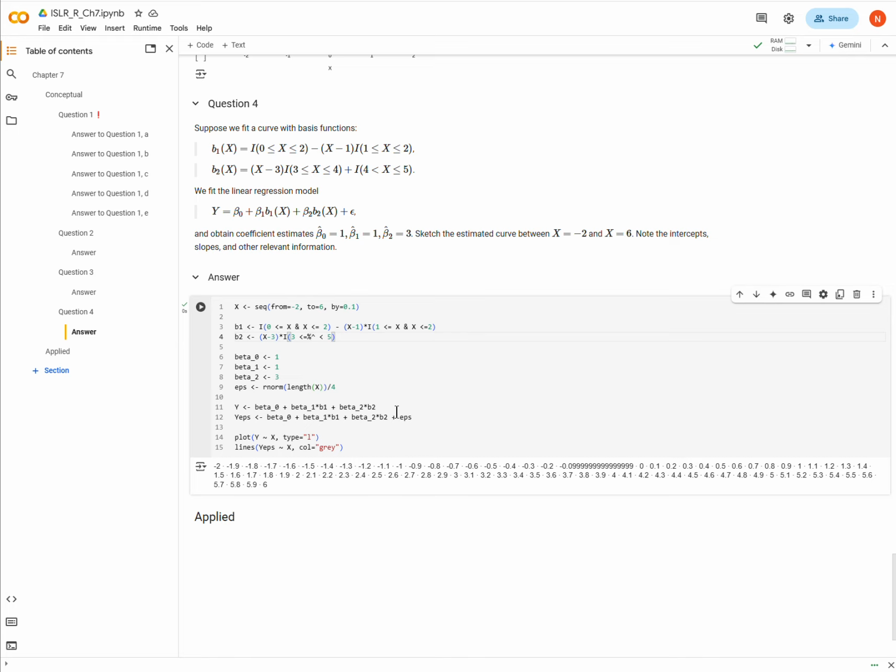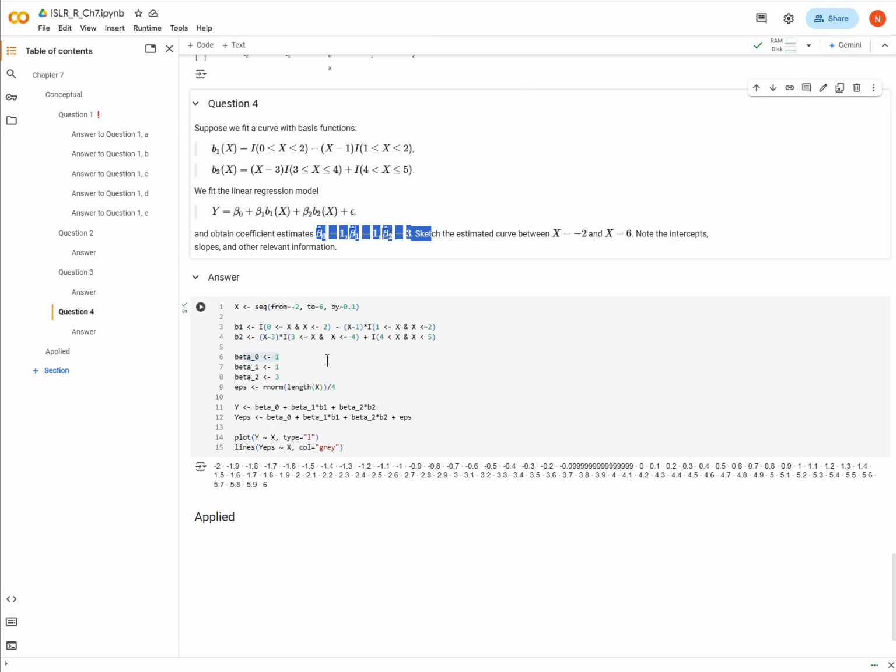Why did I think I may have at some point put something incorrect here. Just give me a second to fix that. Okay, so we're fixed. So now we have the basis function for B2, and then I'm just hard coding these values that were given for beta naught, beta 1, and beta 2, and then I'm adding an error term here. Okay, and now I have y, which is just a linear model. So beta naught plus beta 1 times basis function 1 plus beta 2 basis function 2.